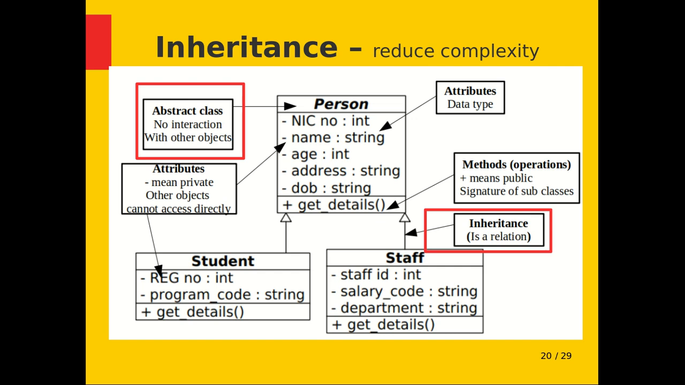An abstract class does not interact with other classes. And the person class is a superclass to both student and staff classes. Student and staff classes are subclasses. Subclasses inherit features of superclasses. This hollow arrow head denotes the generalization relationship. It is an is-a relationship. Staff is a person, student is a person.